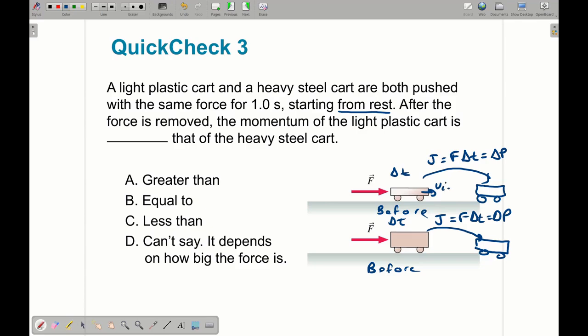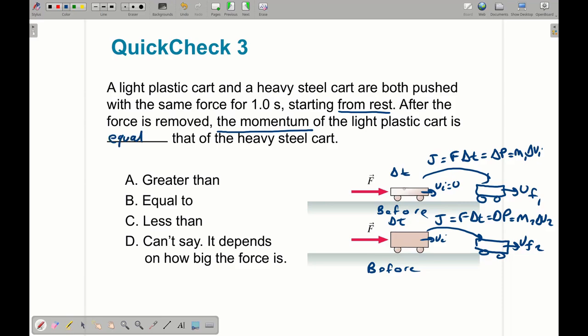Both start with initial speed 0. Their final speeds will not be the same because the masses are not the same: M1 delta V1 and M2 delta V2. So their final speeds are not the same, but their final momentums will be the same. Why? Because the same impulse is applied. So the answer is equal.